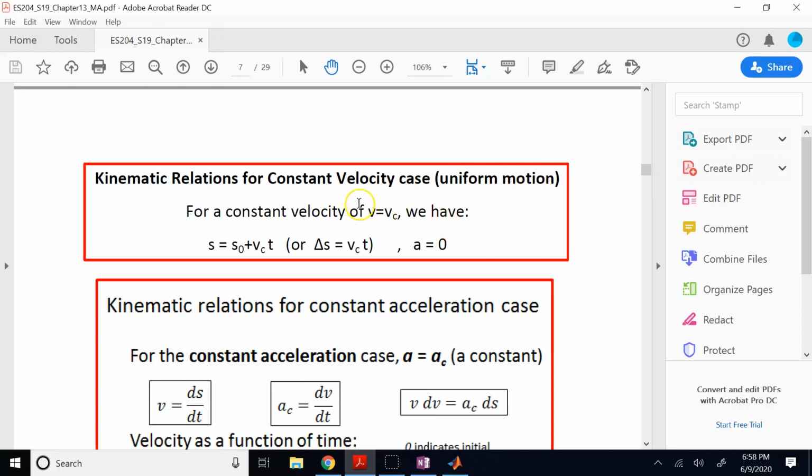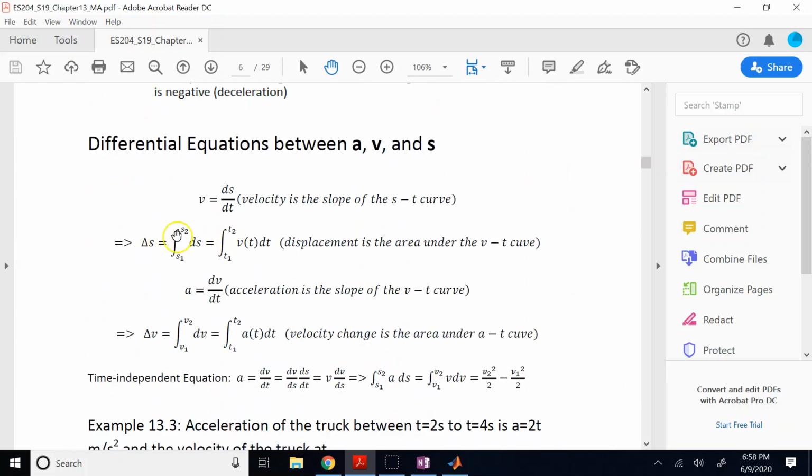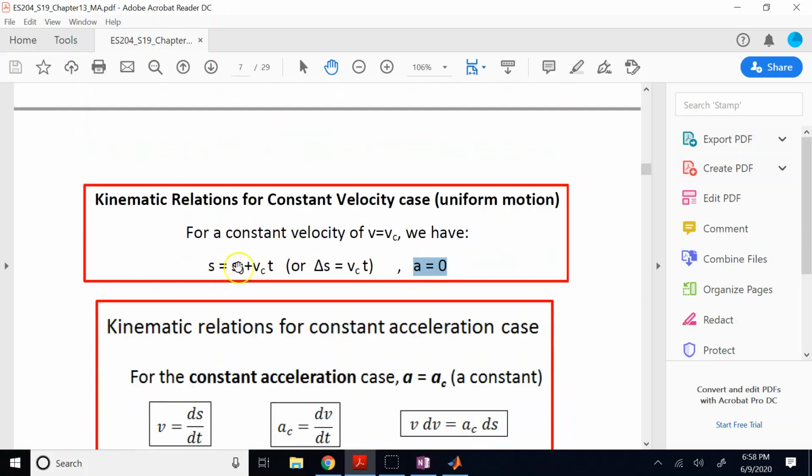If the velocity is constant, equal to vc, then, of course, since velocity is constant, there is no acceleration, it's zero. And if you integrate a constant number in this formula, the constant comes out of the integral, and the integral of dt is delta t. So delta s is going to be that constant v times delta t, and delta s is s minus initial s. So if you bring the initial s to the right hand side, you're going to get this simple formula for the position.